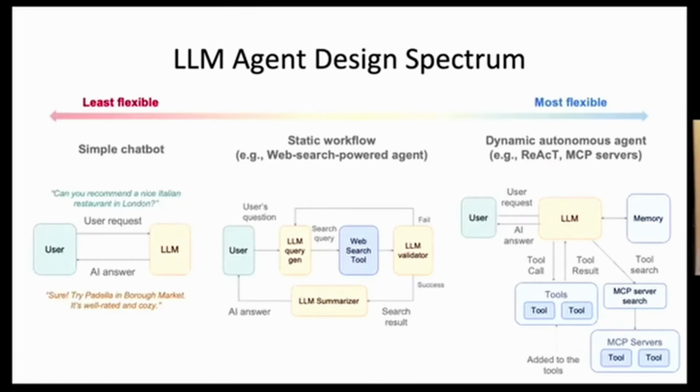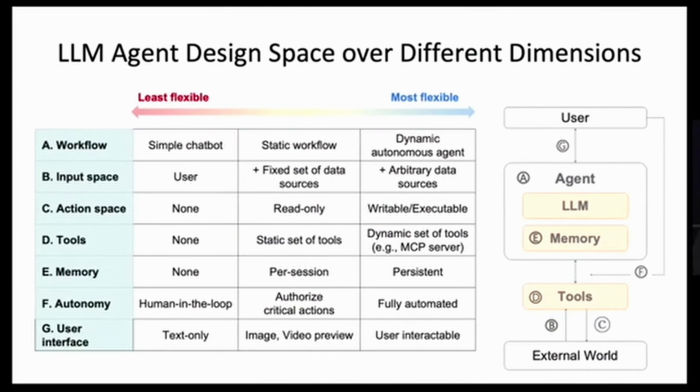So when we talk about LLM agents, it's actually not just one thing. LLM agents have a very broad design spectrum. For example, all the way ranging from simple chatbots, static workflows, and also fully dynamic workflows and control flows. And also, there are many different dimensions for this overall complex LLM agent design space, all the way including the degree of flexibility in workflow, in input space, action space, tools they use, how they handle memories, the degree of autonomy, and user interface, and so on.